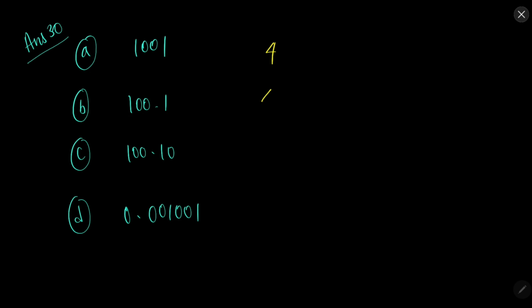Again here also 4 significant digits because 1 and 1 and the zeros between will be significant. Here we will have 5 significant digits, because after the point all the zeros will be significant, and here we will have 4 significant digits.